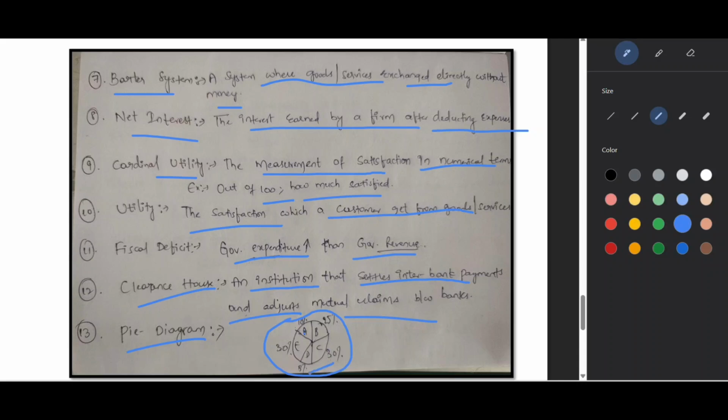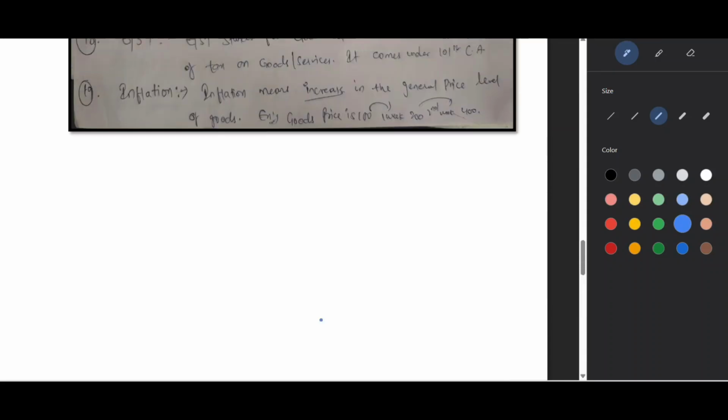See, 30% plus 5, 35% plus 30, 65% plus 10, 75% plus 25. How much? 100%. So, you also need to be alert that all the values which you will write in your examination must be equal to 100%.